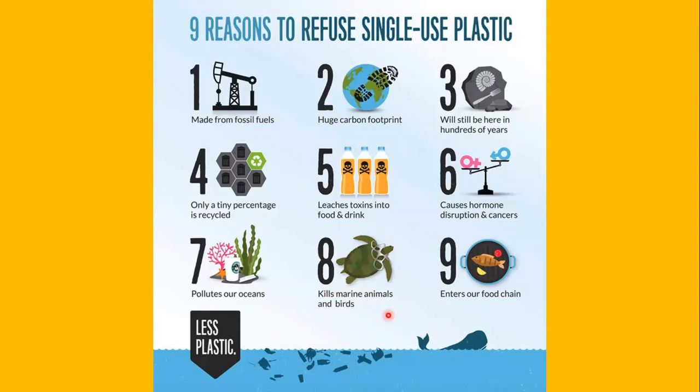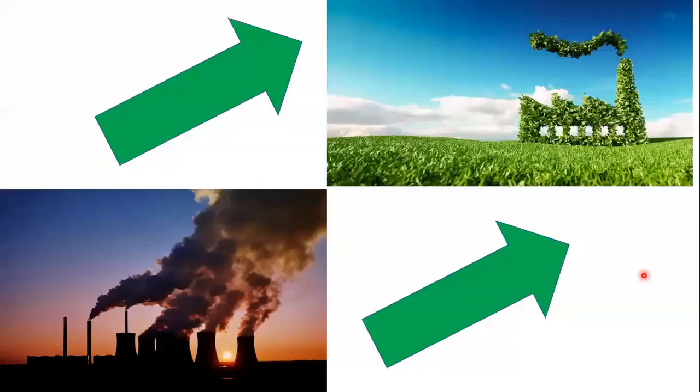And because animals like birds and fish eat plastic, it's going to enter our food chain. It means you are going to eat plastic too. So less plastic, okay? Why are we studying this? Because it's a dream for most human beings to become green.